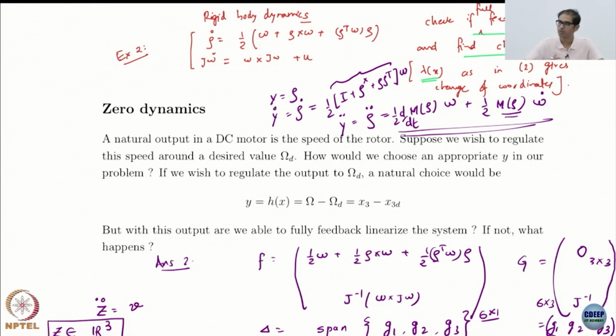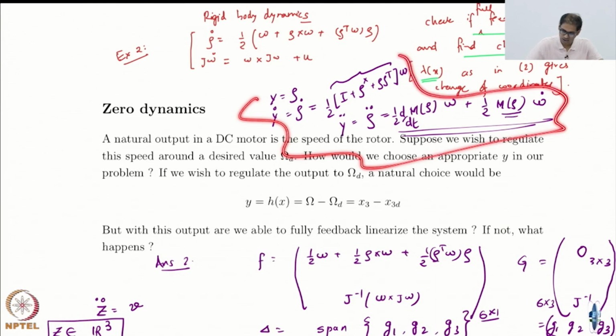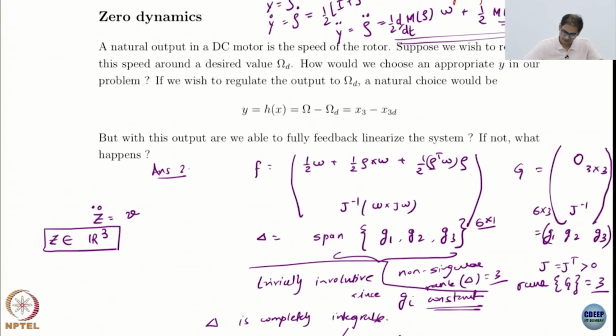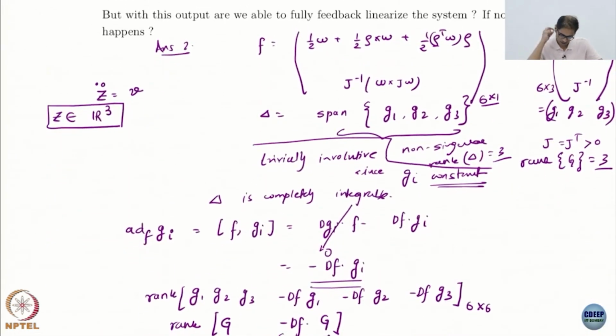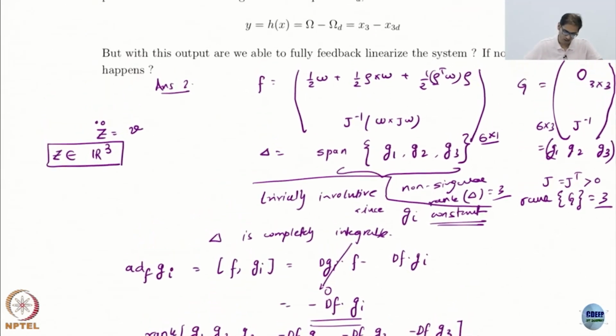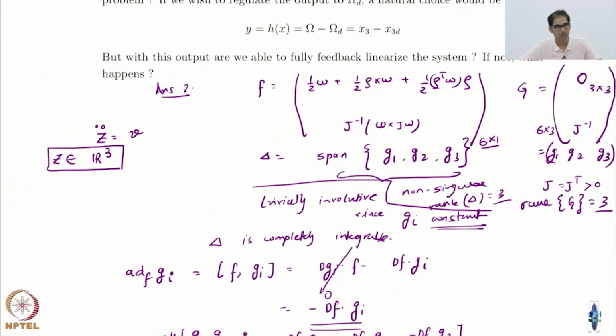These are the rigid body equations you have in the current homework also, I believe. So with this output, it turns out that you can get a feedback linearized system, under certain conditions, of course. I have actually done some computations here, and I will leave you to look at this on your own.